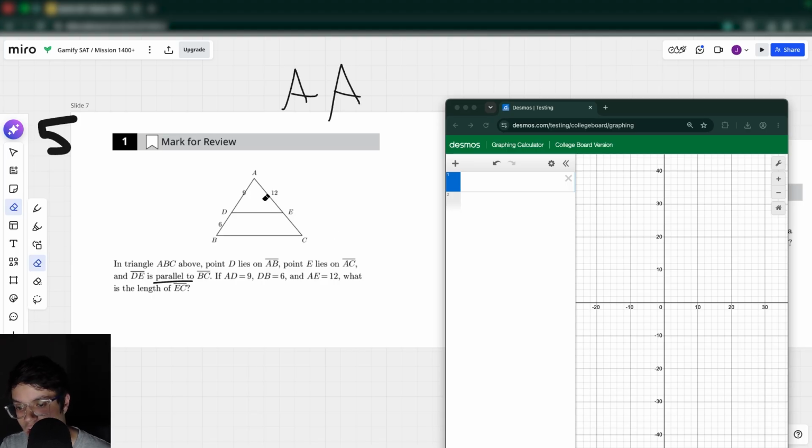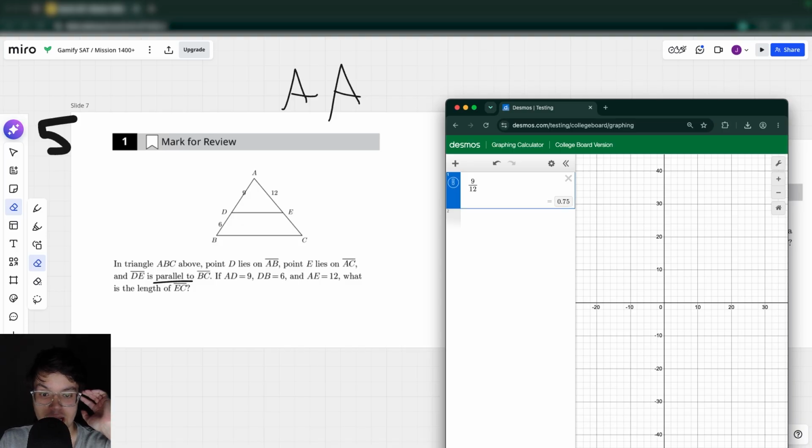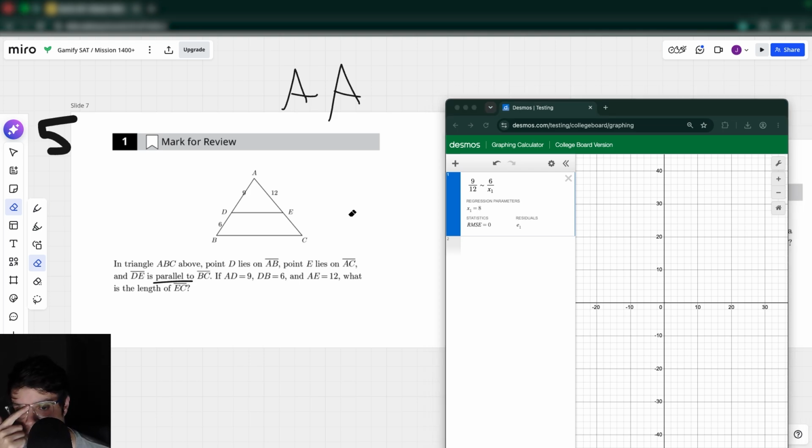Let's go ahead and actually write the proportion for it. What you can just go ahead and do in this situation is write 9 divided by 12 is equal to 6 divided by X. That is a completely valid way of doing this problem.